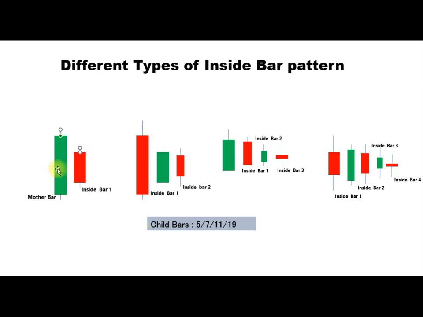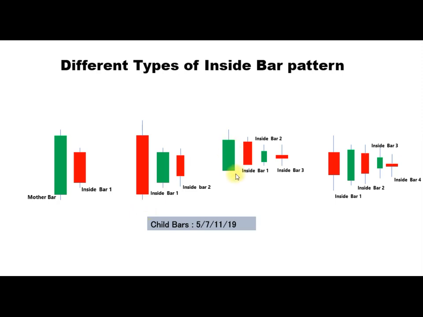Here we can see that there is one inside bar formed inside the mother bar. As we discussed earlier, the color doesn't matter, it can be red or green. In the second picture, we can see there are two inside bars formed inside the mother candle. This is a red candle, after that we got one green and again a red. So how will we enter the trade? If this mother candle's high or low is taken out, one can enter the trade. So here we cannot decide whether the trend will be an uptrend or a downtrend.